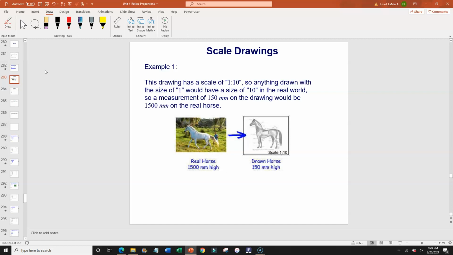So here's one example. In this drawing, it has a scale of 1 to 10. So anything drawn with the size of 1 would have the size of 10 in the real world. So a measurement of 150 millimeters on a drawing would be 1,500 millimeters on a real horse.